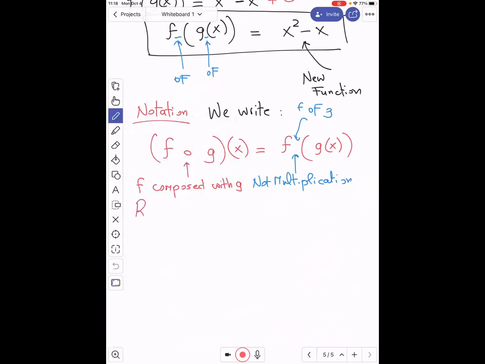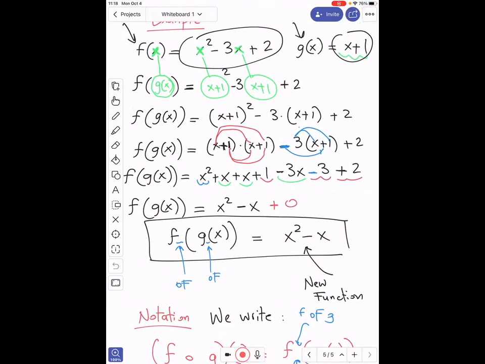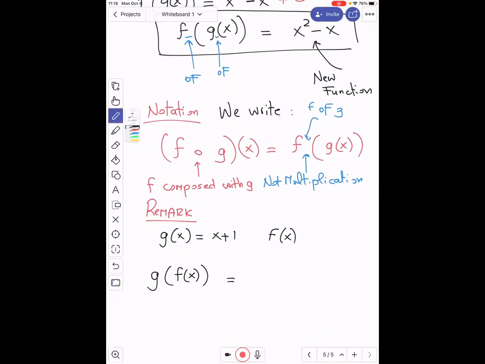So to answer your question, Matthew, we can do g of f of x. Right? So how do we do that? How do you compute this thing? Well, first, I'm going to write down g of x. g of x is x plus 1, right? And my f was, let's see what was f. f is x squared minus 3x plus 2.